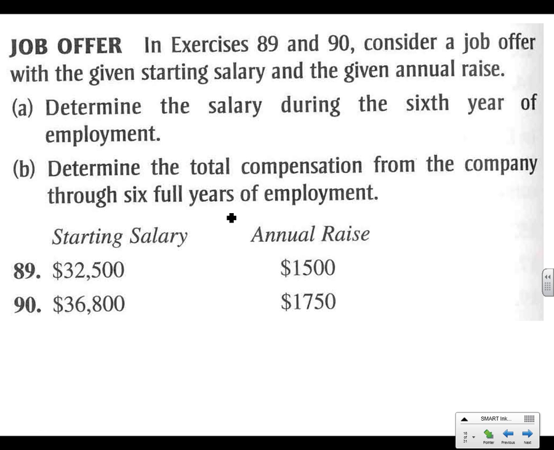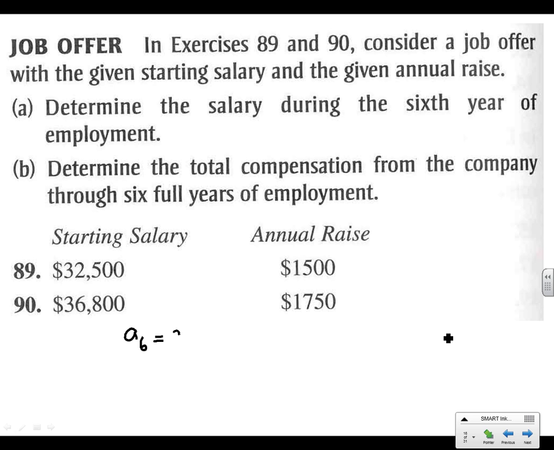On we go to 90. Consider a job offer with the given starting salary and a given annual raise. All right, so we start with $36,800 as our salary, and the annual raise is $1,750. Determine the salary during the 6th year of employment. Okay, so on this one, this is the same thing as slope-intercept, but we can use our a sub n formulas. So in the 6th year, we want to know our salary.